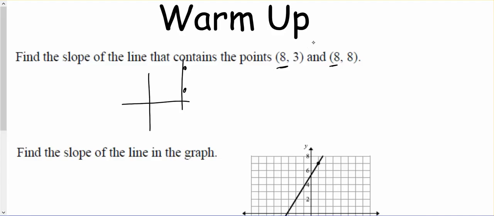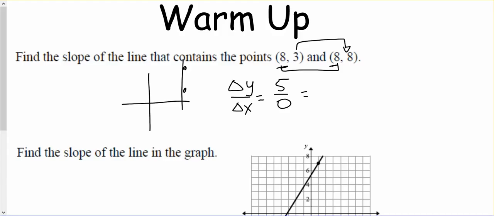Now, algebraically, we could show that by saying change in y over change in x. Our y values, from 3 to get to 8, we go up 5. But our x values, because they're the same, have no change, so we're dividing by 0. Anytime we're dividing by 0, our answer is undefined. So vertical line, same x values, dividing by 0 makes us undefined.